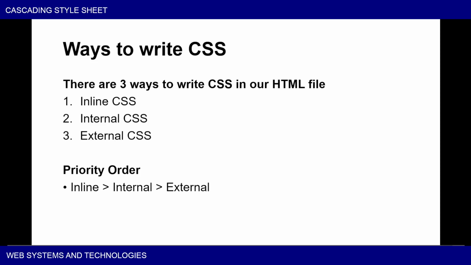Okay, so ways to write CSS. There are multiple ways to write CSS. In this matter, we have inline CSS, internal CSS, and external CSS. I'll show you the examples later. But let's get to know the priority order of these ways of writing CSS in our HTML file. Inline is the priority, and next to that is internal, and then external. Okay, so let's get to know what these three ways to write CSS on our HTML are.